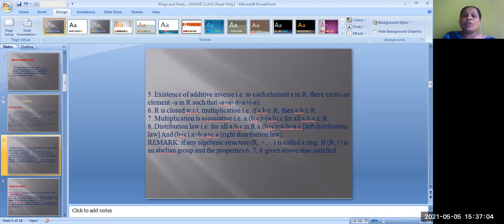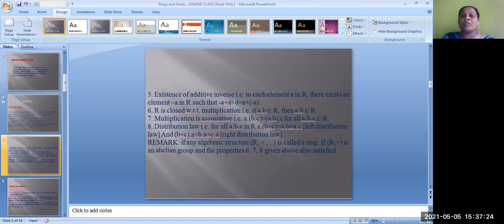Next we are going to look at the closure property with respect to multiplication. From now on we are using the multiplication symbol, that is dot. So R is closed with respect to multiplication, that is, if a, b belongs to R, then a times b belongs to R.